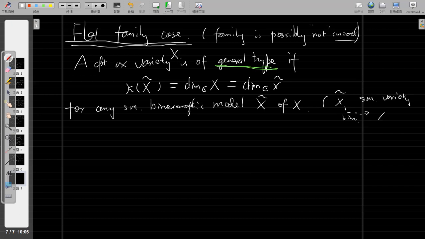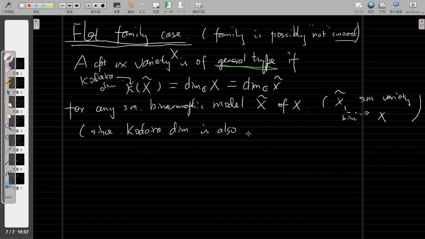Why can we define it like this? Since the Kodaira dimension is also a birational invariant.